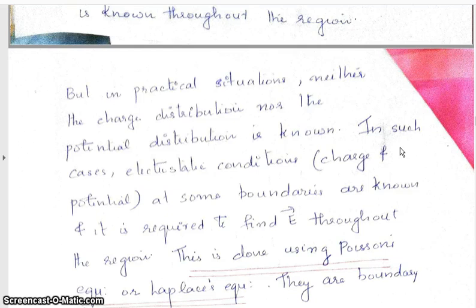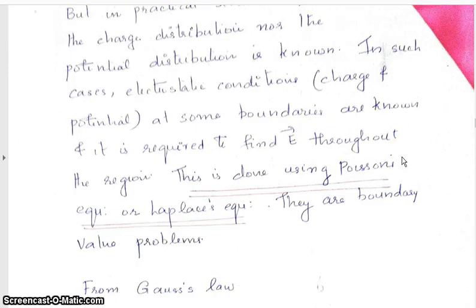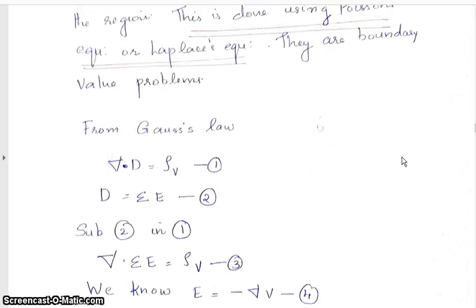In this method, you will have some knowledge of the charge and potential across the boundary of that surface. Using that knowledge, you will calculate the electric field intensity. That is why Poisson's equation or Laplace equation is known as a boundary value problem. Clear?